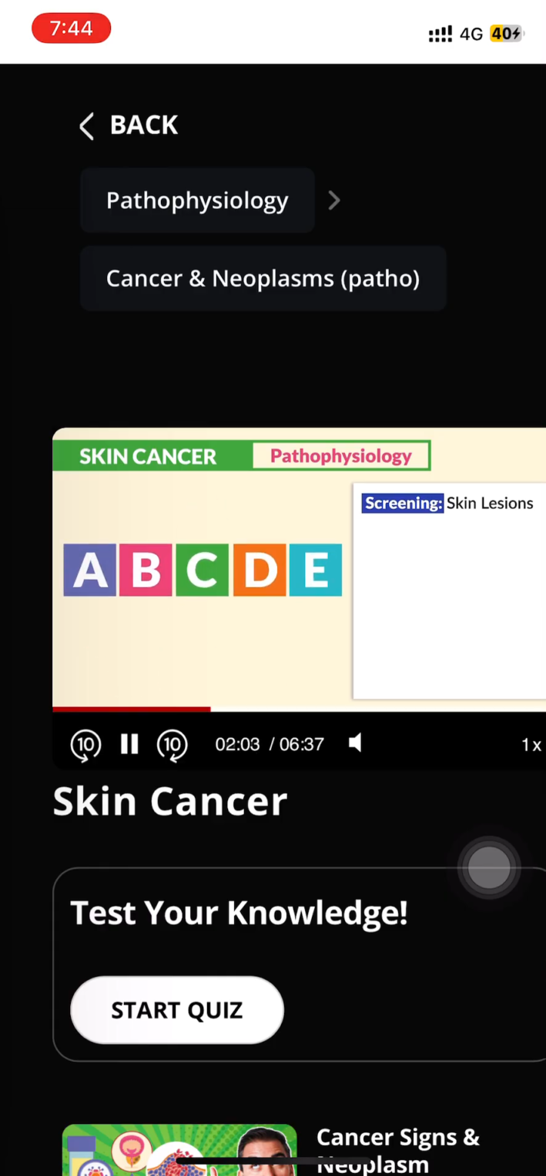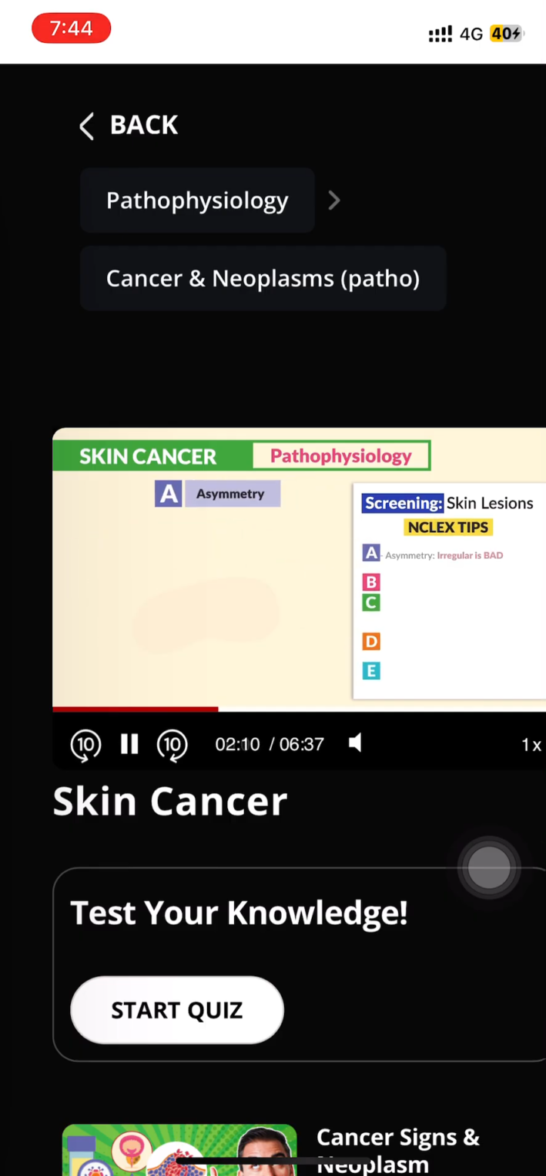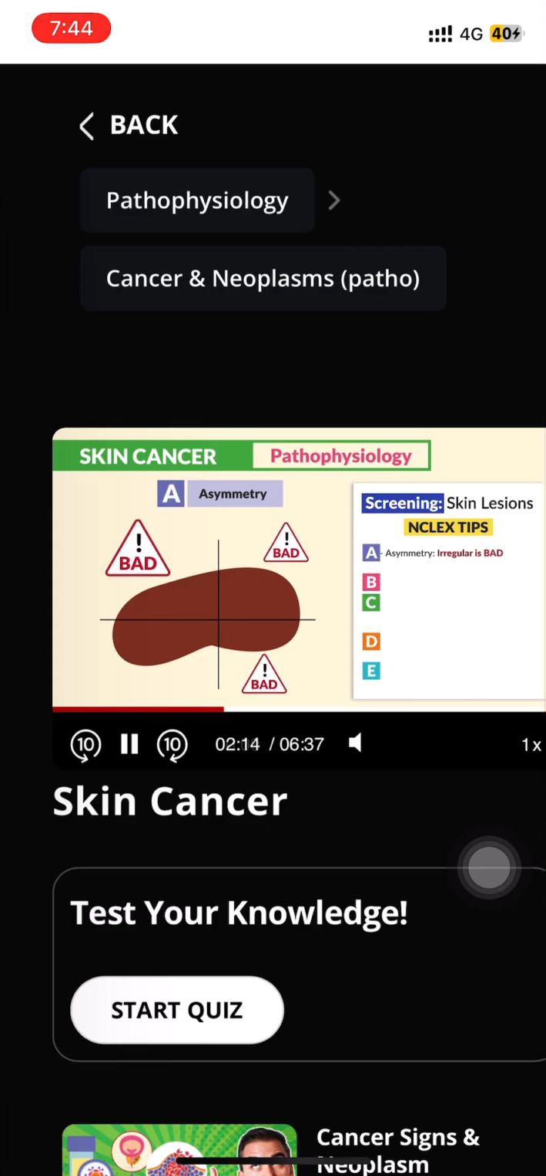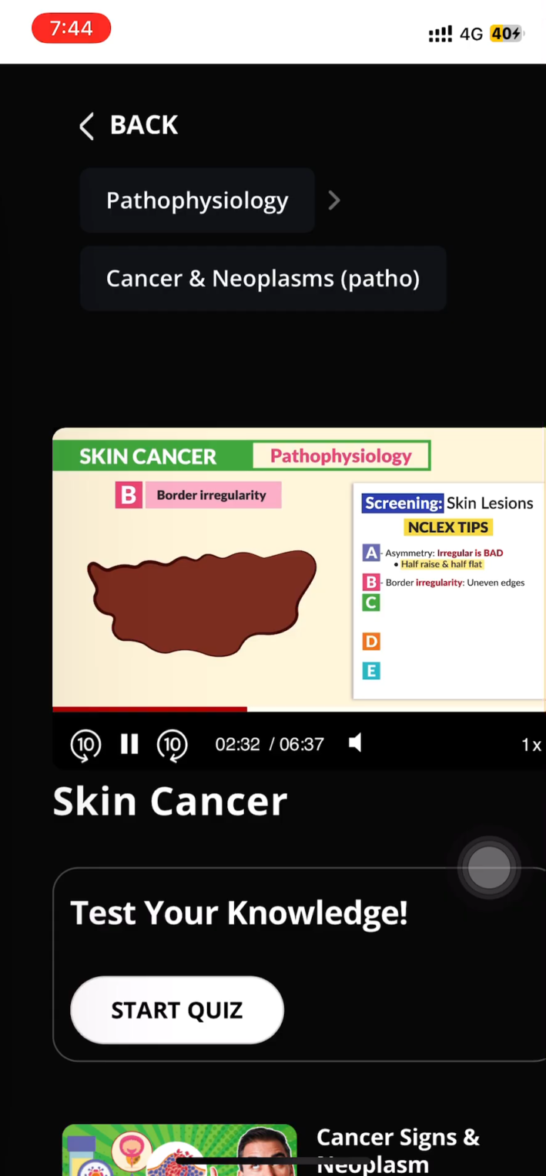So the A, B, C, and D are the biggest NCLEX tips for screening. So write this down. A for asymmetry. Just think irregular is bad, or think irregular is not regular. Something is wrong here. So a half raised or half flat that is not round, then we have asymmetry. So the key terms here, half raised and half flat. This is bad.